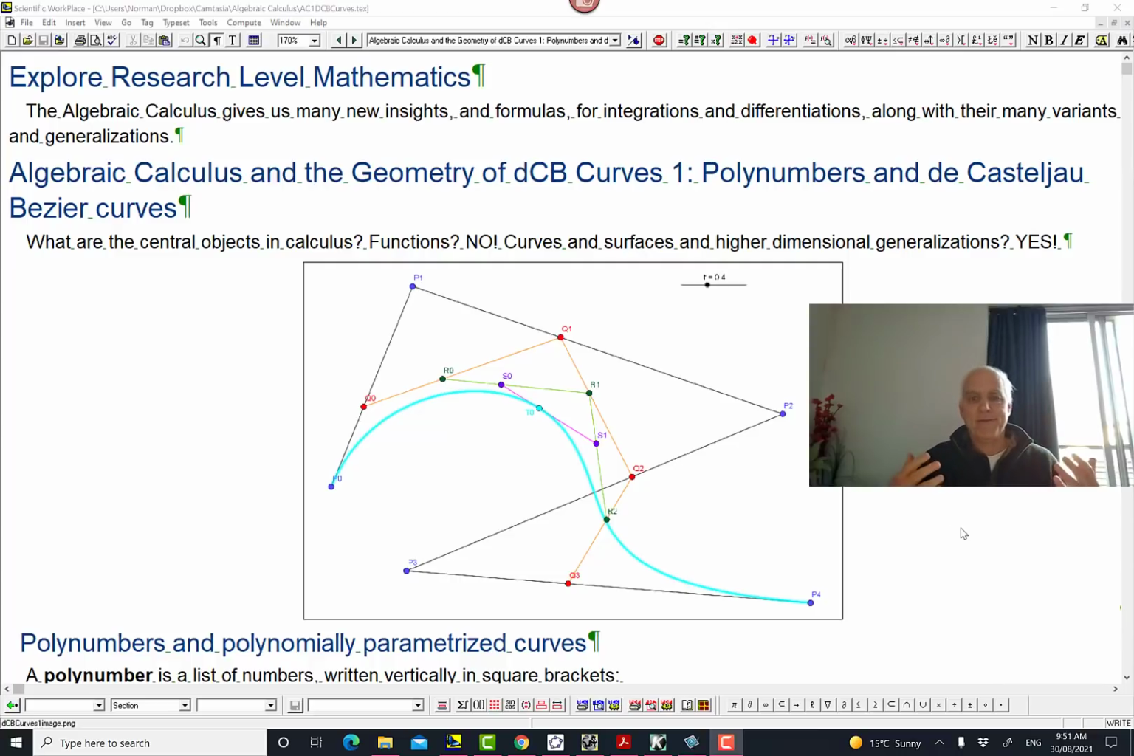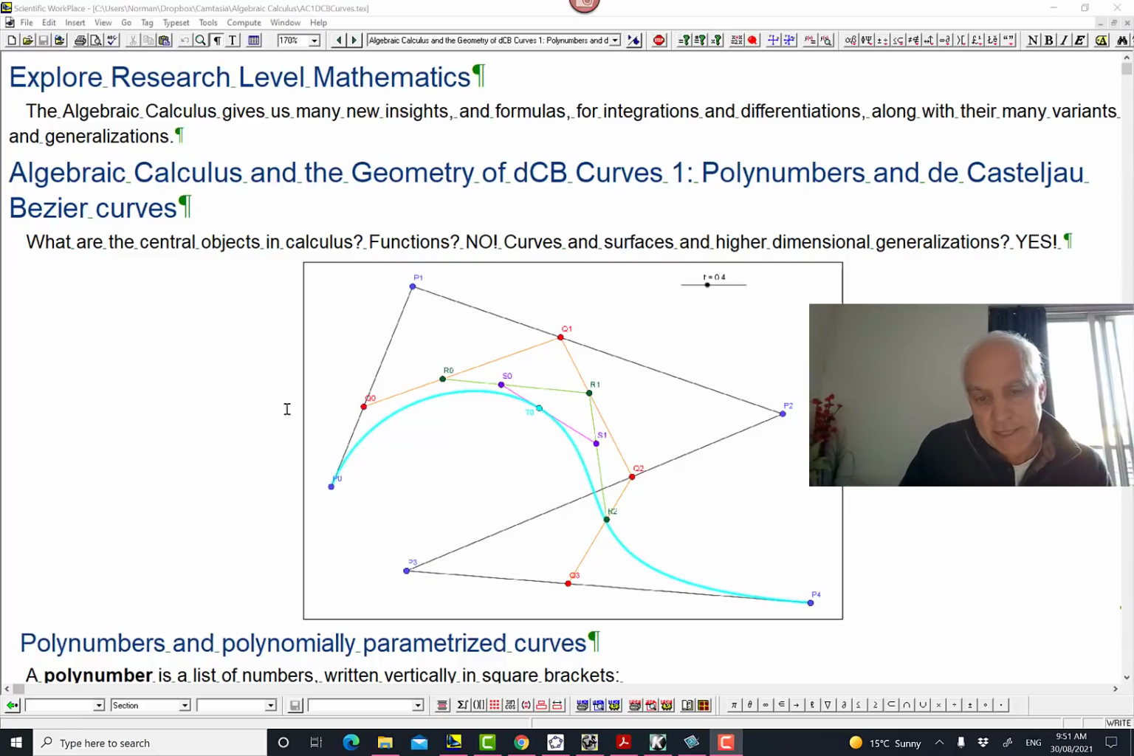Okay, so what is a de Castelnau-Bézier curve? Well, here's a picture, okay? You see you've got, in this case, 5 control points, P0, P1, P2, P3, P4. And the corresponding curve is this in light blue, okay? It turns out to be a quartic curve. It's a curve that when you write it out in coordinates involves degree 4 polynomials. Or I prefer to call them polynumbers, and we'll talk about what that means.